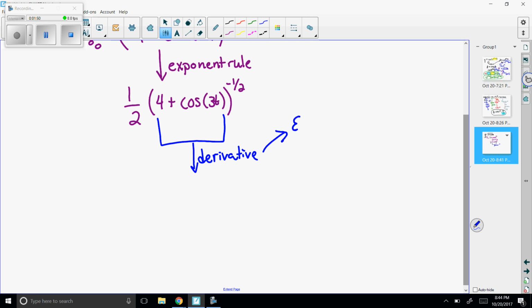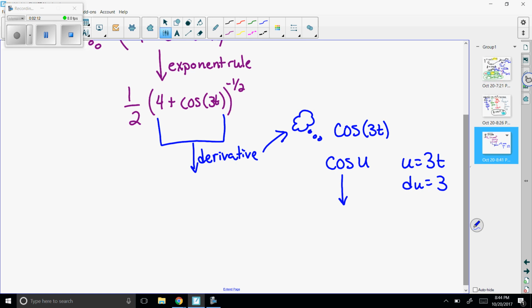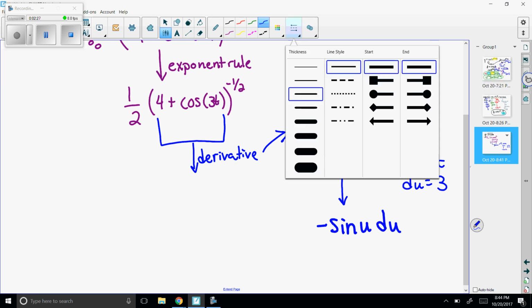So I want to think of what is the derivative. Here's my thought bubble. What is the derivative of the cosine of 3t? What I want to look at it as is the cosine of u, where u is equal to 3t. So the derivative of u with respect to t is just 3. Now you know what the derivative of the cosine of u is. That's negative sine u. Oh, shoot. Let's try this again. Negative sine u, and du, because I took the derivative with respect to u.